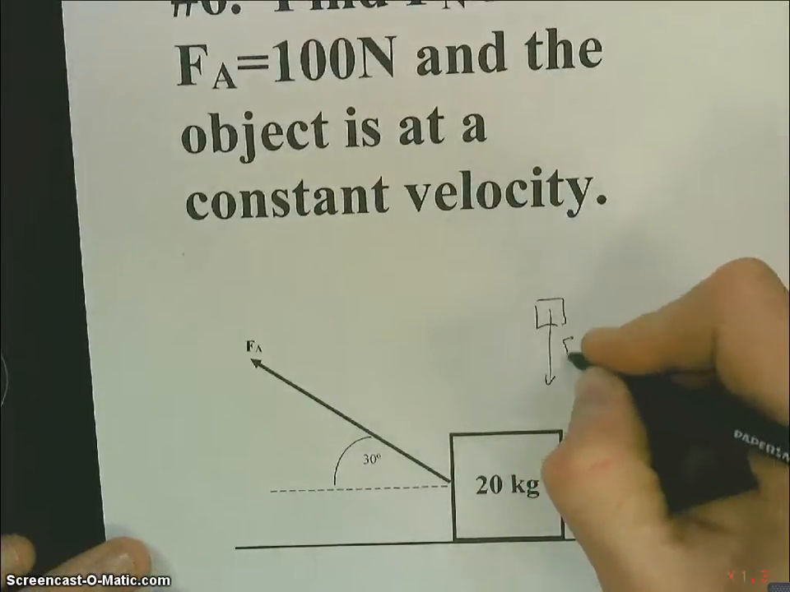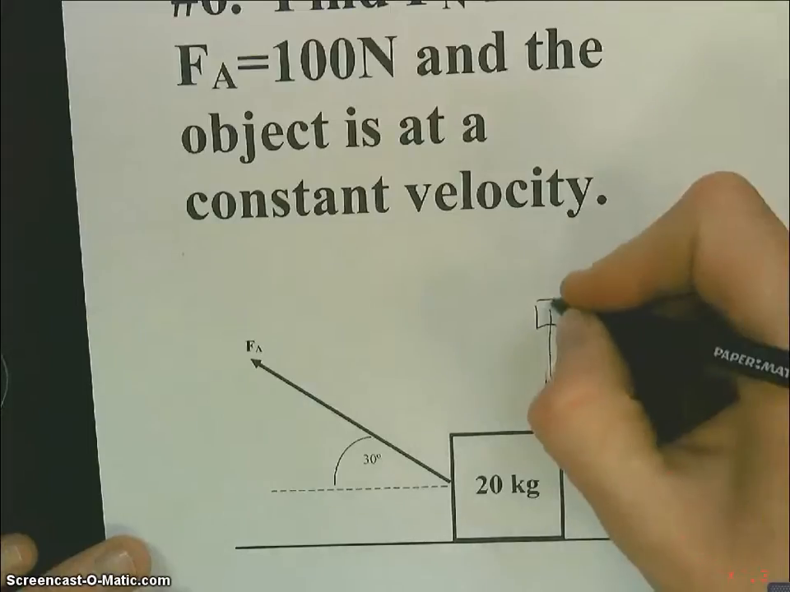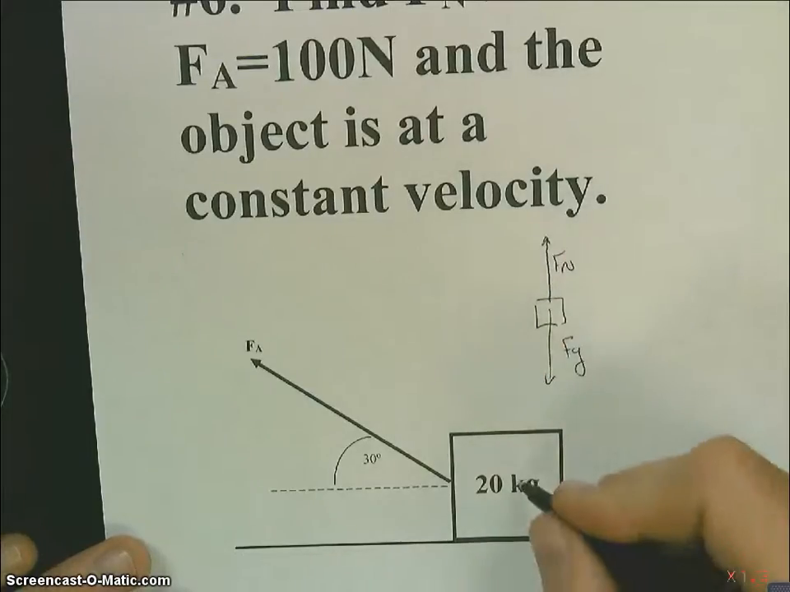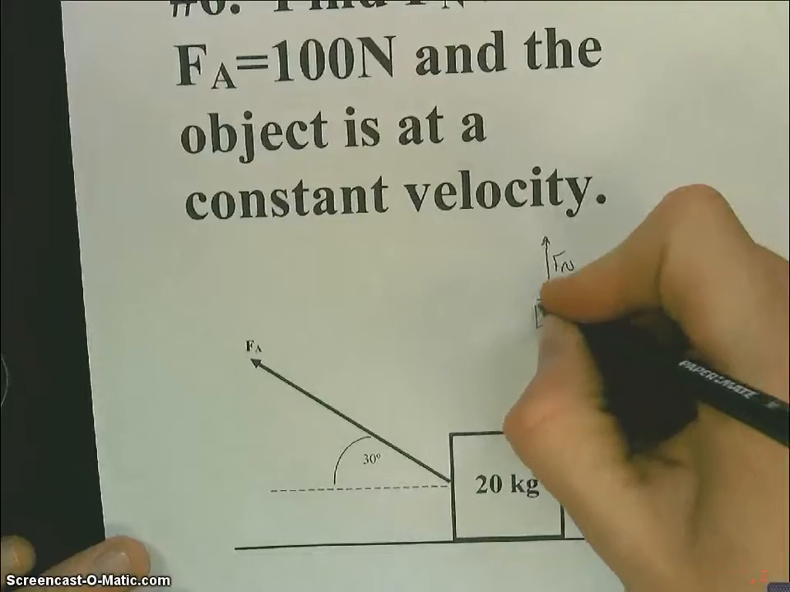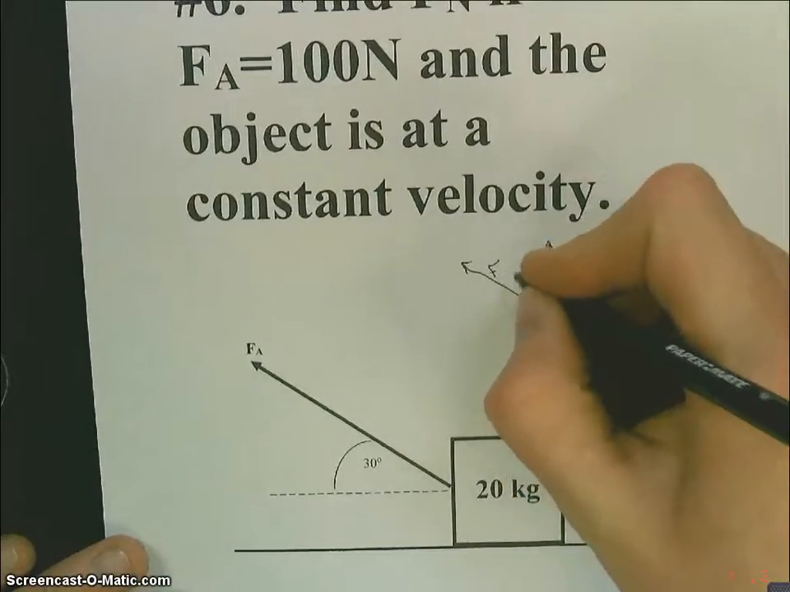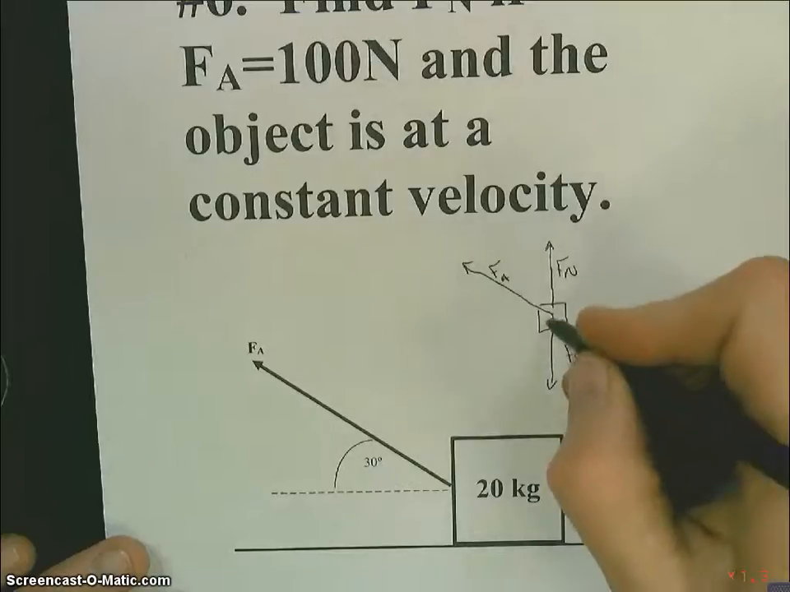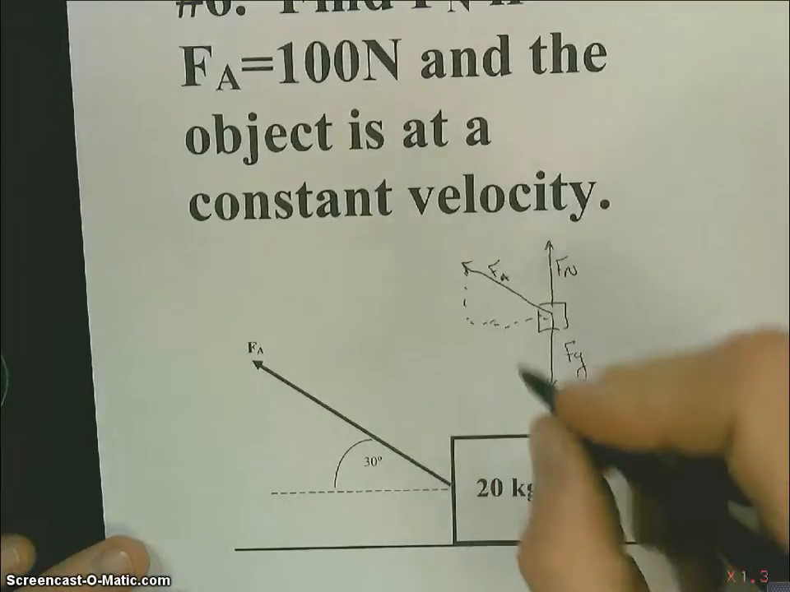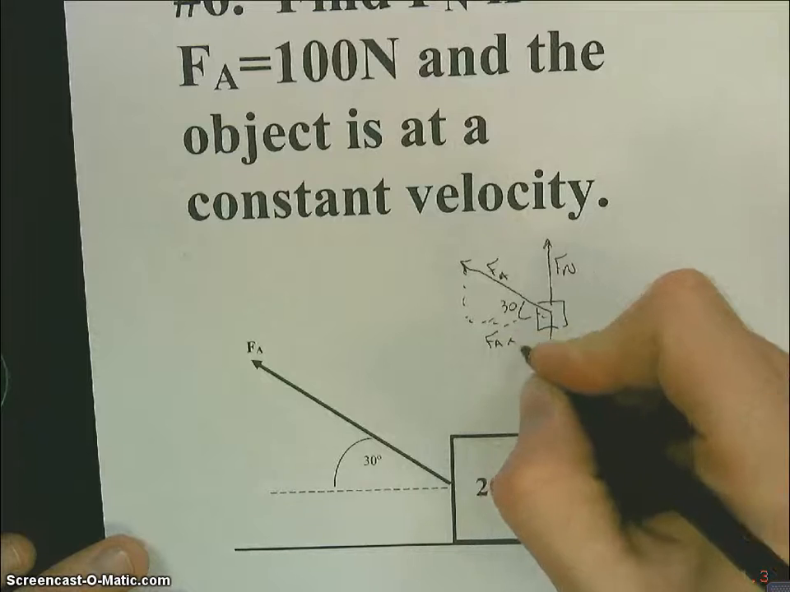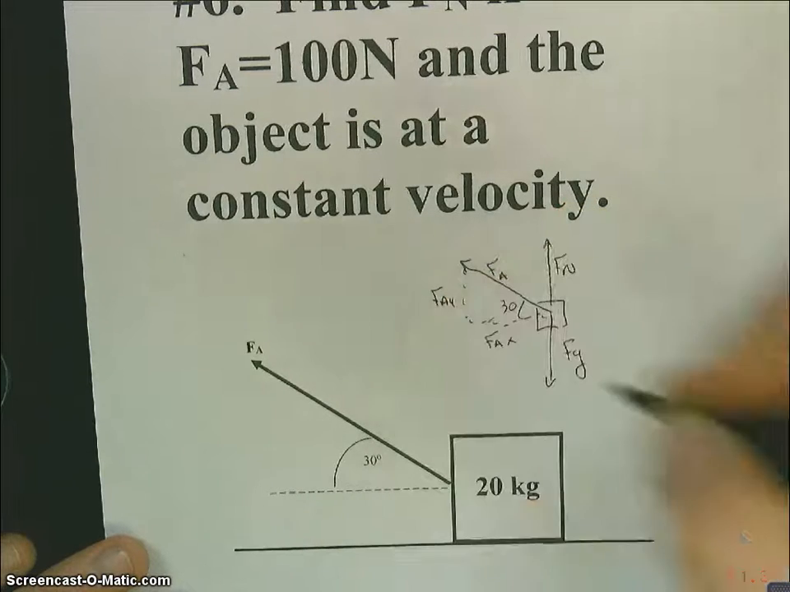And I know there's a force of gravity acting on it. I know that there's a normal force acting on it because it's sitting on a surface. I also know there's a force applied, which we're told, and that's at this 30-degree angle. Force applied in the x, force applied in the y.